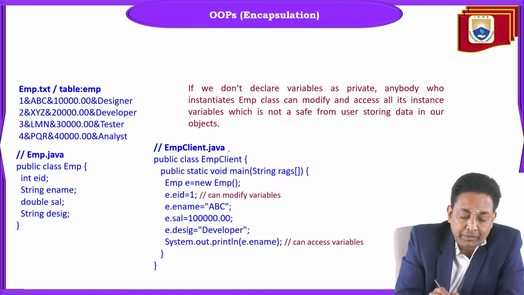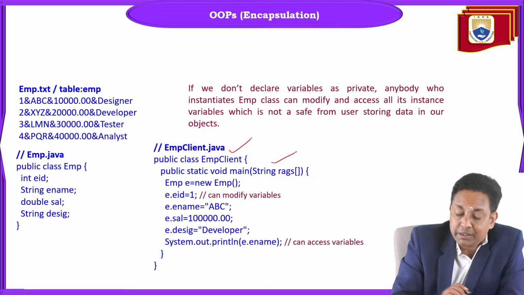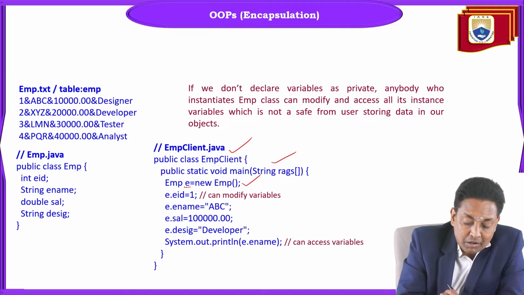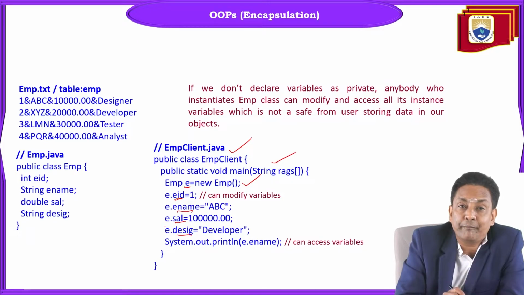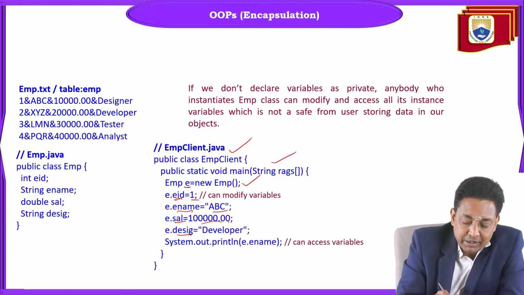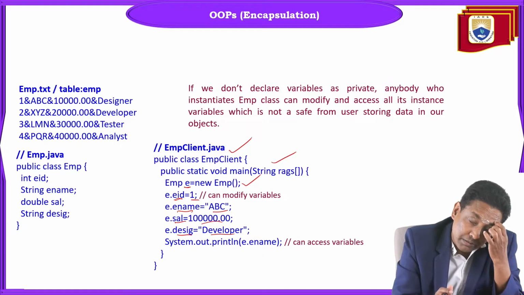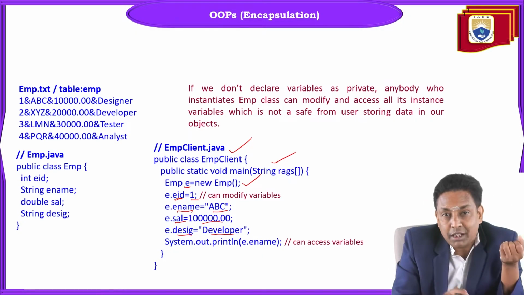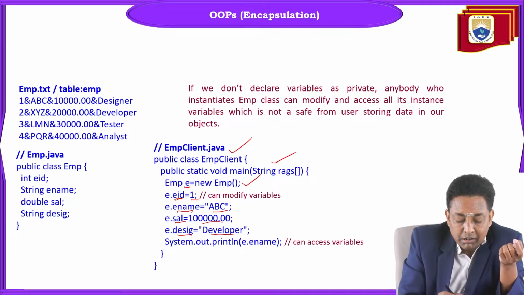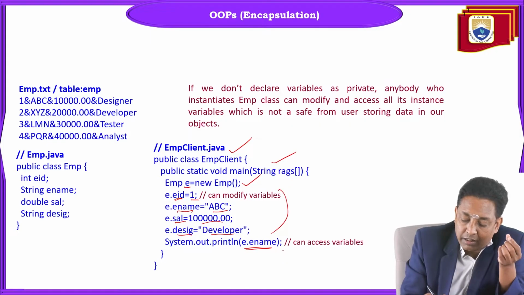See, here is an example. I'm writing EmployeeClient, with one public static void main method. I created an object of Employee, and with the employee object dot employee variable, the employee name variable, salary variable, and designation variable are directly accessed and the values are assigned: 1, A, B, C, 1 lakh, and so on. This type of programming usually exists in structured programming, because in structured programming there is no encapsulation of the data. System.out.println e.employee. Here I am modifying the data, here I am accessing the data.